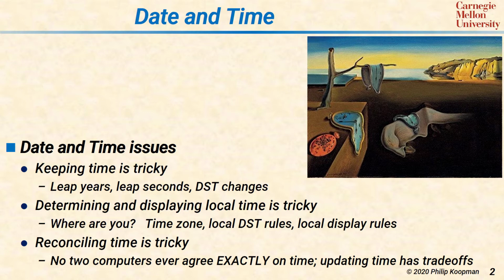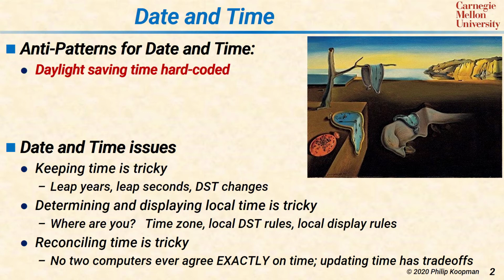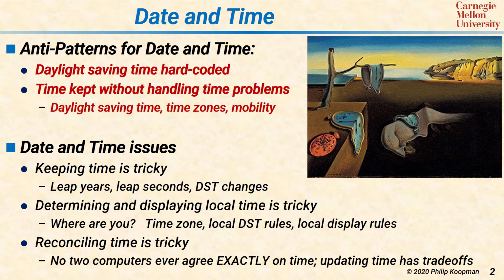The most frequent bad patterns for date and time that I've encountered are, number one, the day for daylight savings time is hard-coded into the system, and then some legislative body changes it. Number two is time is kept without handling time problems such as daylight savings time, time zones, or moving the system around. And number three is that internationalization has not been considered, and it turns out a lot of the world does not speak English, and even within English-speaking countries, a lot of the date and time rules differ depending on where you are.